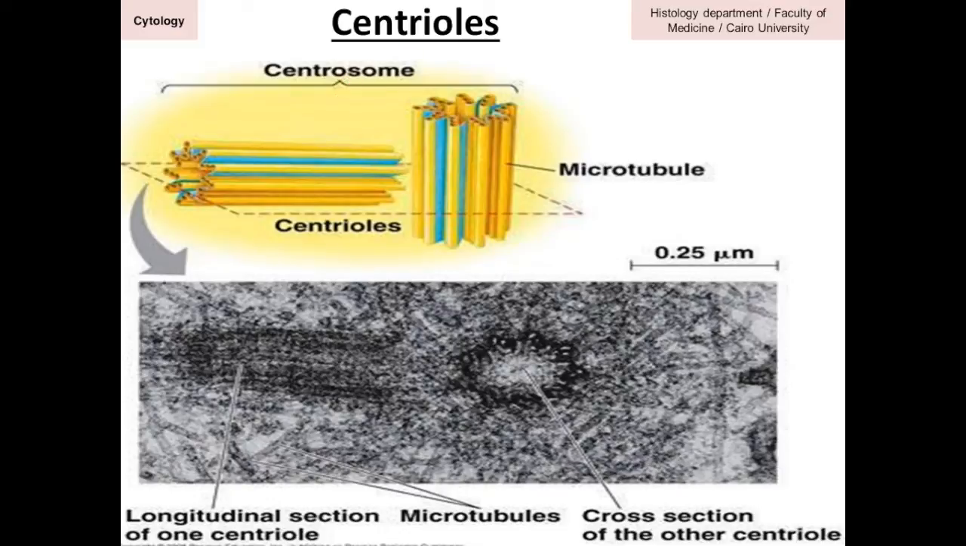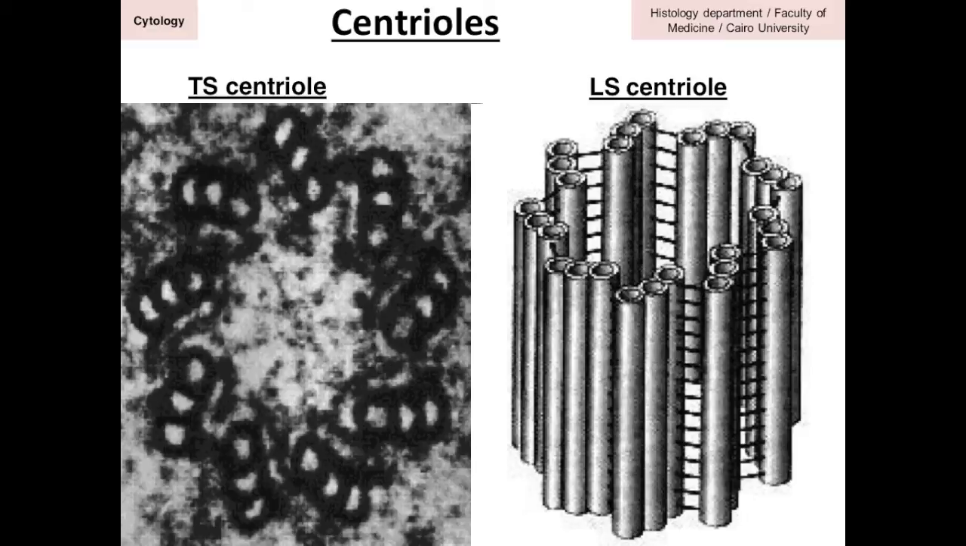Soma means a body, which is formed of these two cylinders of centrioles formed of microtubules and surrounded by a matrix rich in tubulin. In the electron microscope picture, you will notice that the two cylinders, one of them will appear in transverse section and the other will appear in longitudinal section, as they are perpendicular to each other. Here we have a diagram showing the structure of a longitudinal section of a centriole.